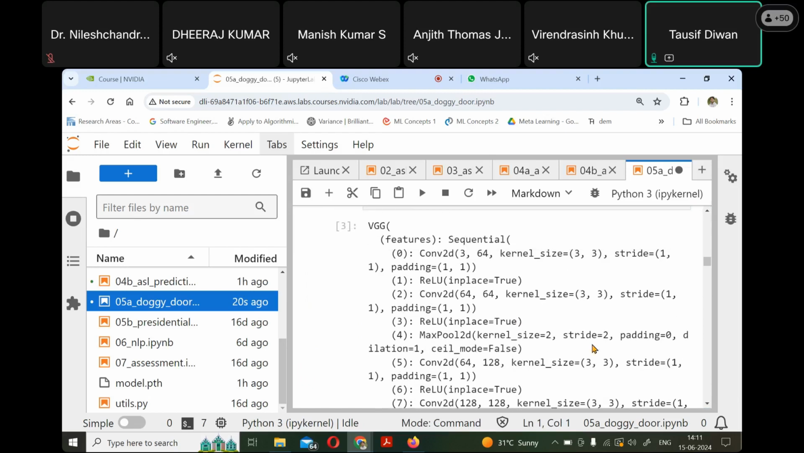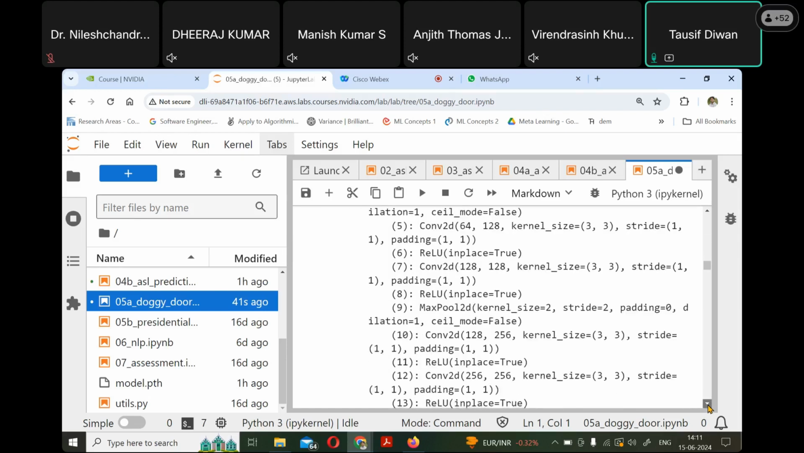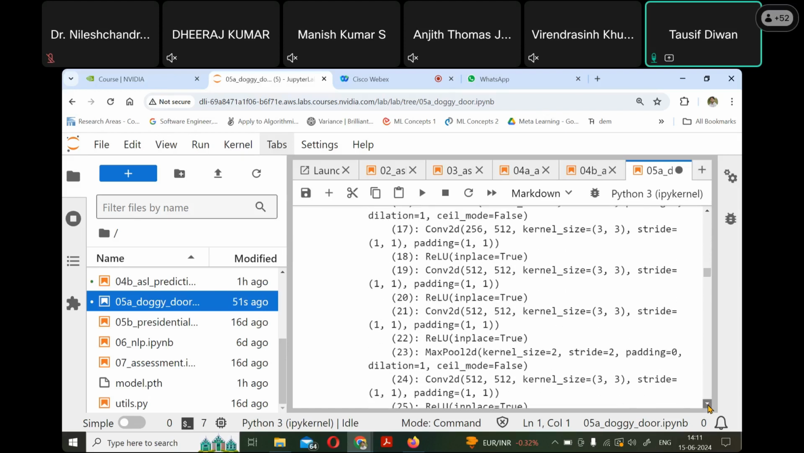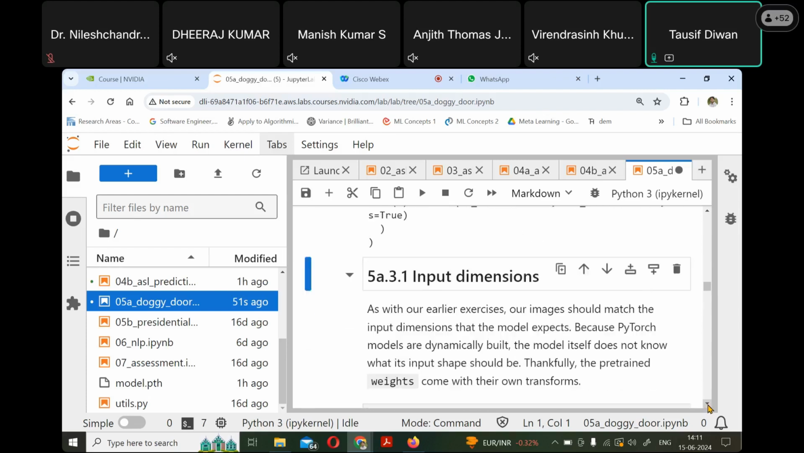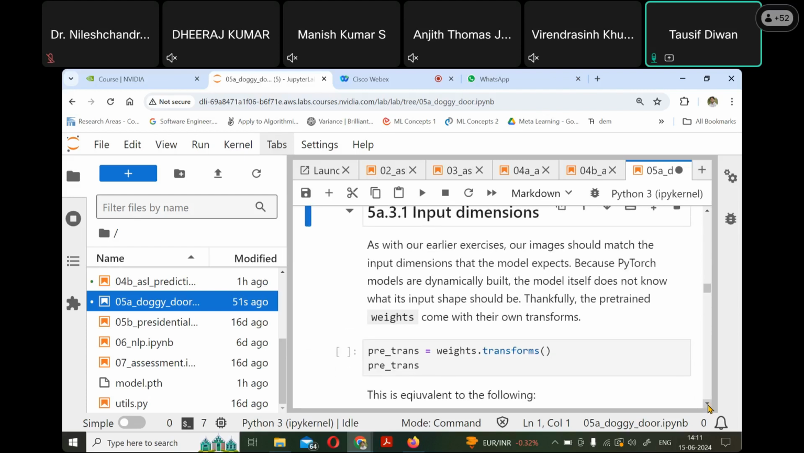Okay, so this is the architecture. A sequential model is there. The first layer is convolutional 2D with 64 filters. Filter size is 3 cross 3, stride is 1, padding is 1 cross 1, then rectified linear unit. This is the second convolutional layer with 64 filters. Then this is the third convolutional layer with 128 filters. Likewise, this is the entire architecture of VGG16. Now see the input dimension.